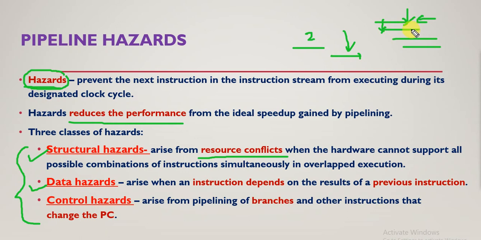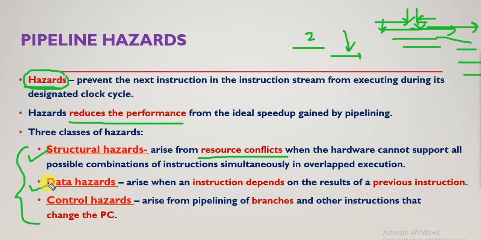It has to wait till the completion of the previous instruction. So there will be a delay. It is designated to execute on this clock cycle, but it will be delayed to this time. So automatically the entire execution will be delayed. Maybe the result of this may be required for some other instruction. So automatically the entire procedure will be delayed for some time. So it will affect the entire performance of the system.